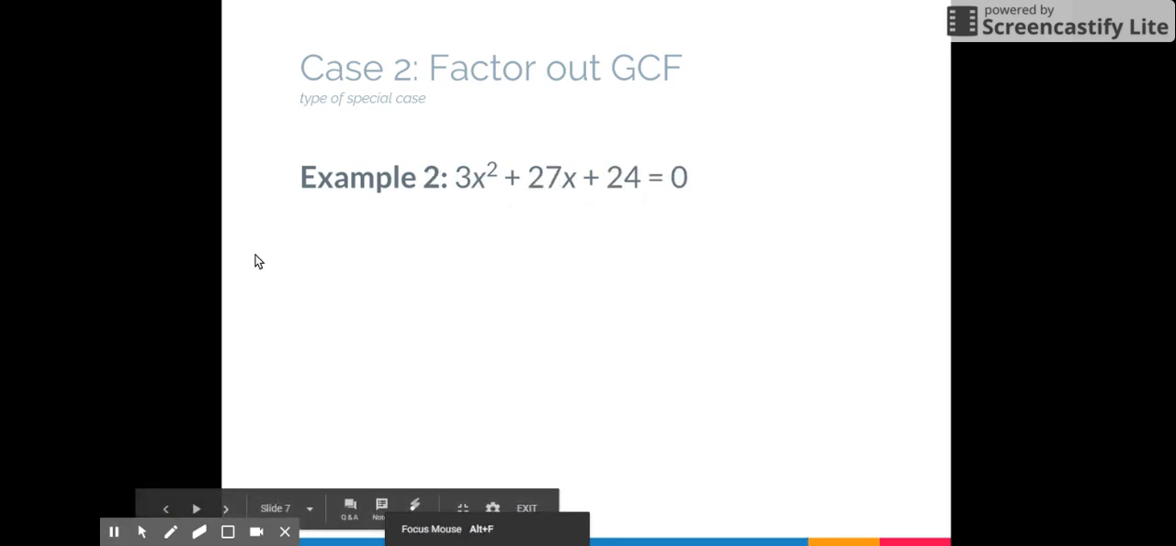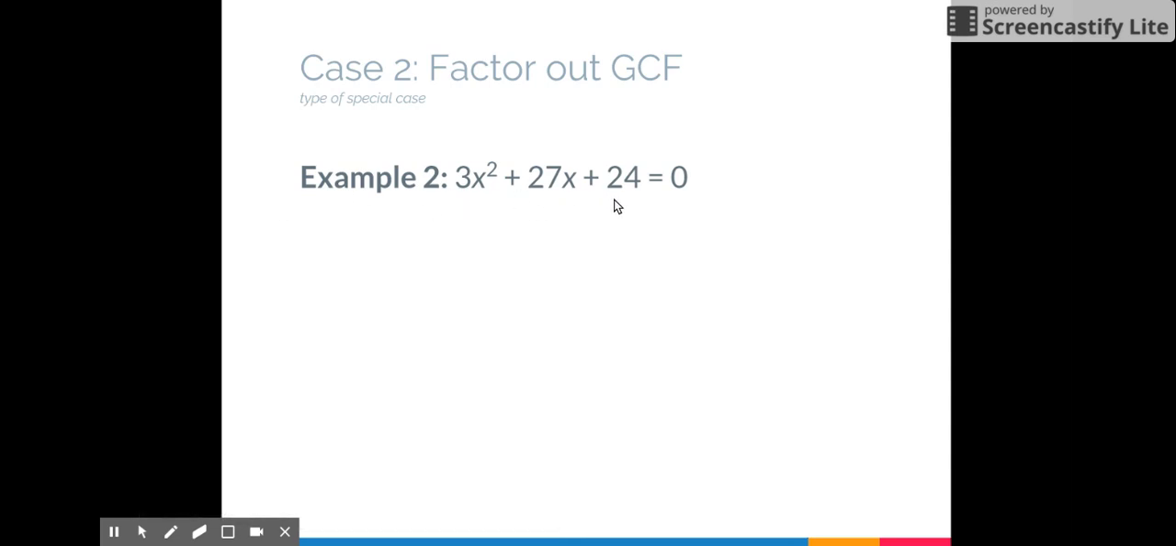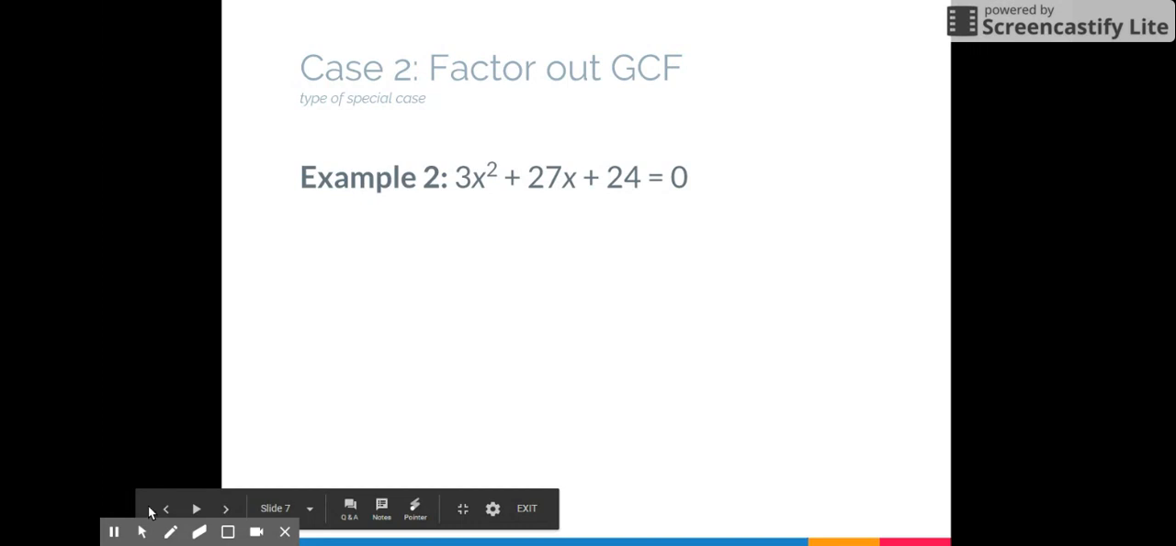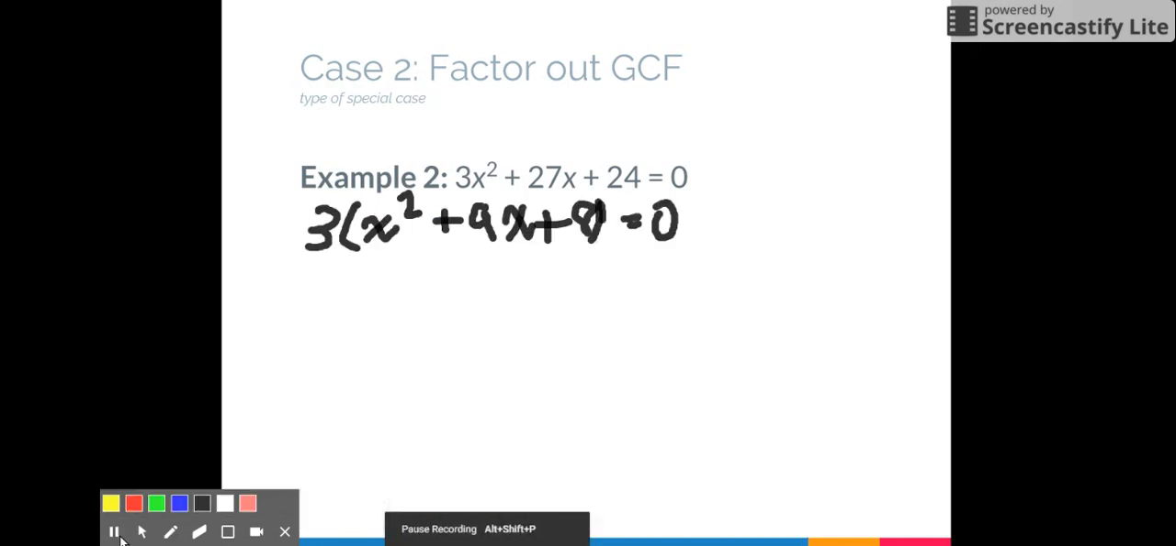Here's another example where you have a quadratic in standard form, and you really do have a quadratic, linear, and constant term. And so in this case, I notice that every term has a 3. So I'm going to factor out the 3 first so I can deal with smaller numbers to work with. So factoring out a 3 leaves me with 3 times quantity x squared plus 9x plus 8 equal to 0.